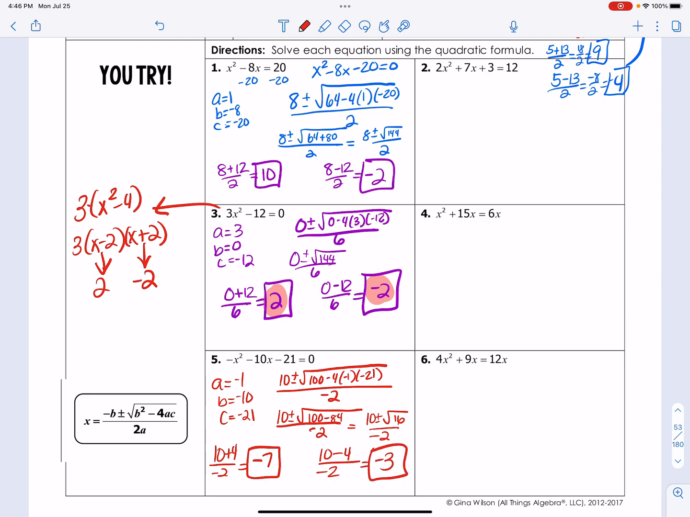Okay, so the quadratic formula, it's just one other way of solving. I would like you to pause the video and I would like you to try 4 and 6, please.